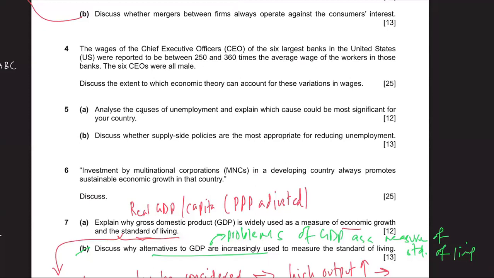It talks about the male domination in the labor market. It discusses the extent to which economic theory can account for these variations in wages. So, guys, this is a 25-mark question. It talks about both things: how are wages determined, basically, number one, but also it talks about your wage.